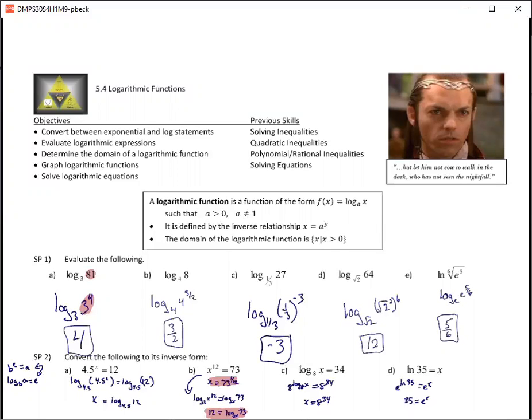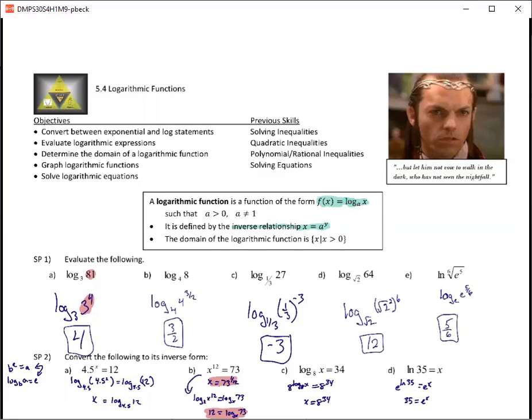So where we're going to go and how we're going to start is, what is the logarithmic function? A logarithmic function is defined as the inverse of an exponential. So it's the inverse of an exponential function. Because it's the inverse of an exponential function and the y is in the exponent, what we do is we rewrite it in this logarithmic form that I have right here.